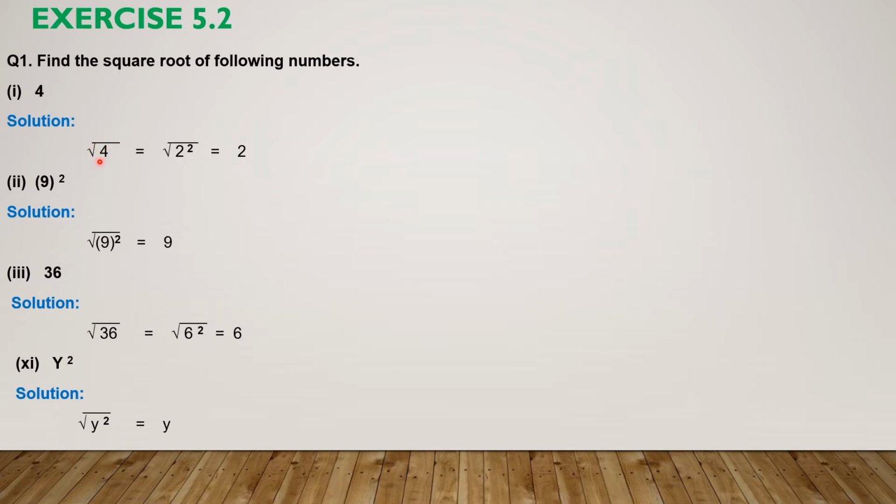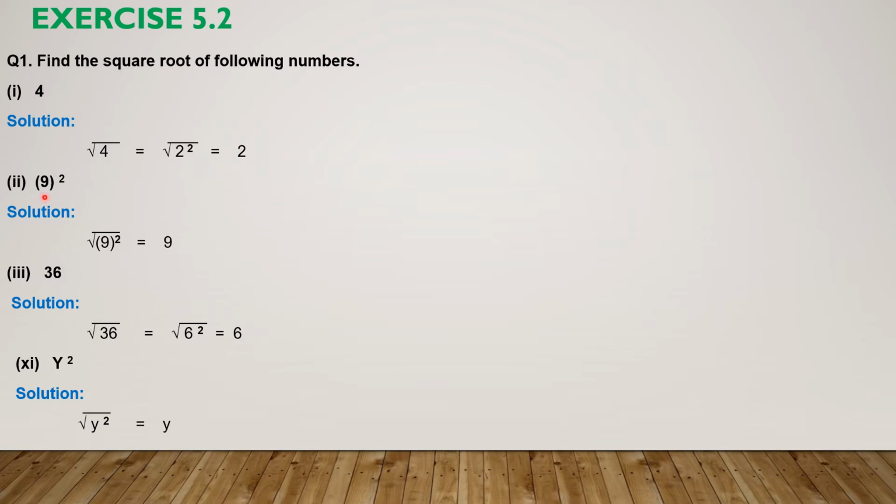In next step, students, we will write this 4 in the form of square. 4 is the square of which number? Yes, 4 is the square of 2. So we can write 4 as 2 square. Now in next step, since we know that square root and square are the opposite operations of each other, simply they will cancel out each other. Square is always cancelled with square root. Both operations cancel each other and we will get simply 2. Means square root of 4 is 2.